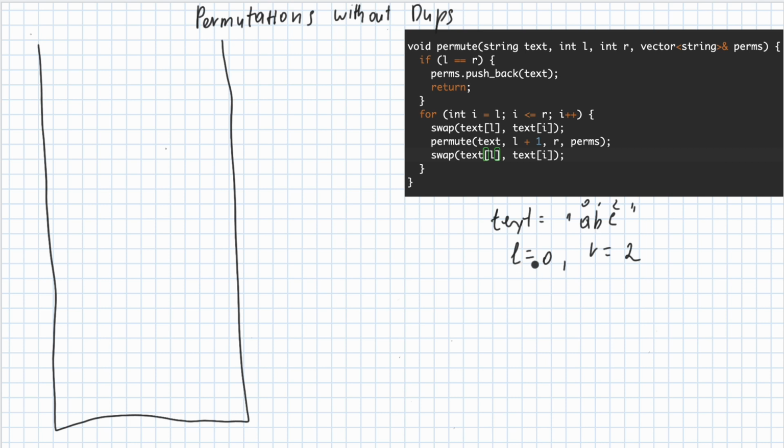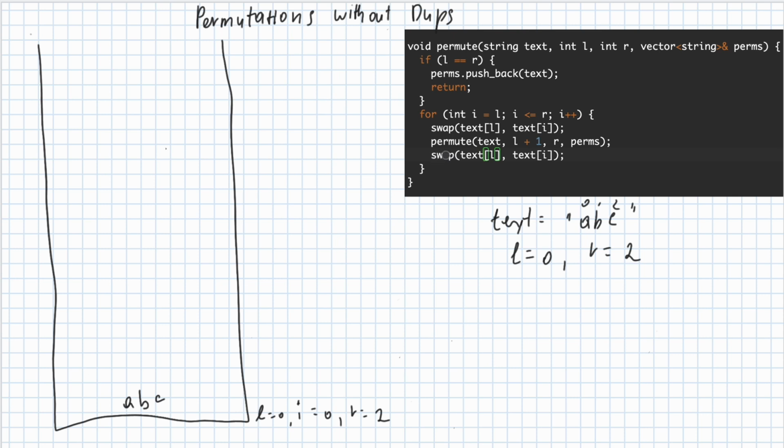So firstly, the text ABC is passed with L equal to 0. There is also this value I, which will always be equal to L whenever we call the function initially. So I will be 0 and R will always be 2. So the text is ABC. And then we swap the text at L and I, and when the function is called, L and I are equal to each other, so we kind of swap A with A. And then we call the function recursively.